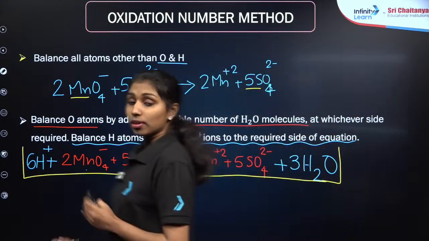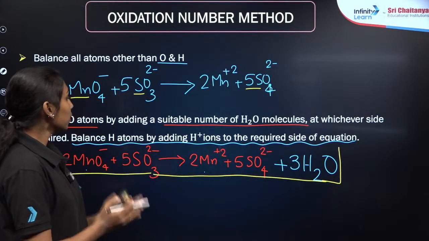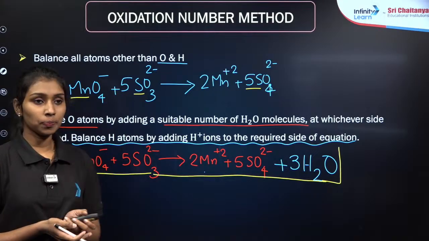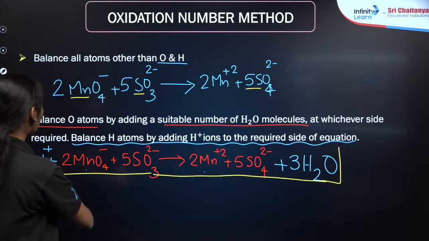Is it clear for everyone? We have discussed the oxidation number method by using an example. Clear? This is all about the acidic medium.